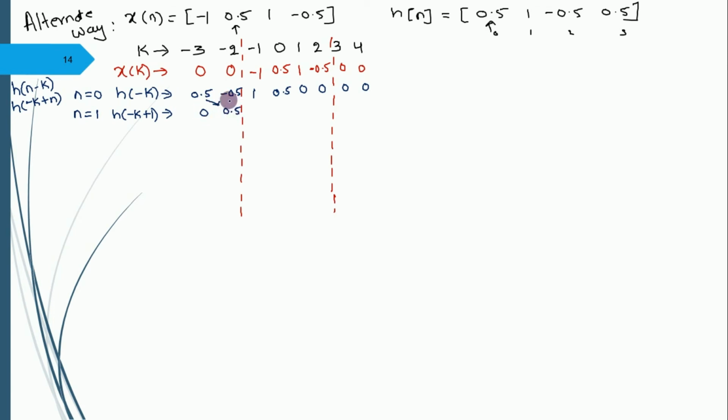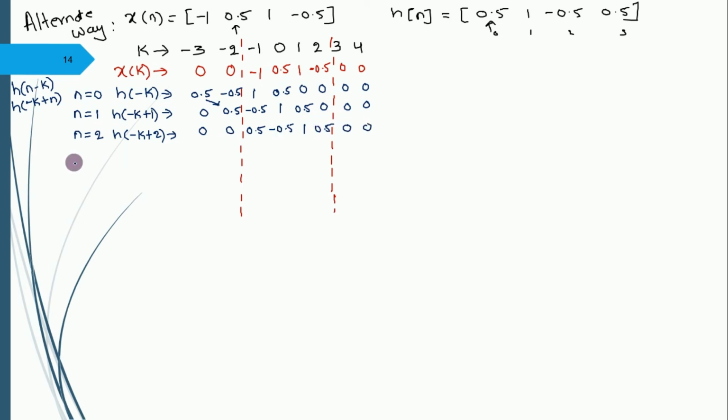This will be 0, and here it is minus 0.5. This is 1, and this 0.5 goes to here, and 0 comes over here, 0, 0. Similarly, when n is equal to 2, h of minus k plus 2 will result in, take this, shift it one more time onto the right. 0 here, this 0 comes over here, 0.5 comes over here, minus 0.5, and this 1 comes over here, and this 0.5 comes over here.